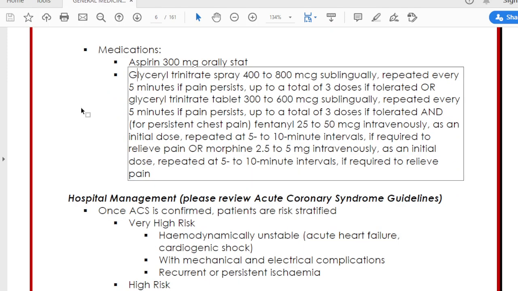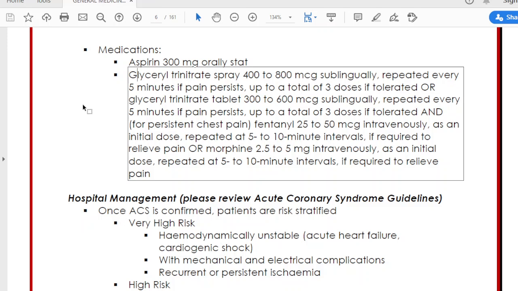Glyceryl trinitrate spray 400 to 800 mcg sublingually, repeated every 5 minutes if pain persists, up to a total of 3 doses if tolerated, or glyceryl trinitrate tablet 300 to 600 mcg sublingually, repeated every 5 minutes if pain persists, up to a total of 3 doses if tolerated.